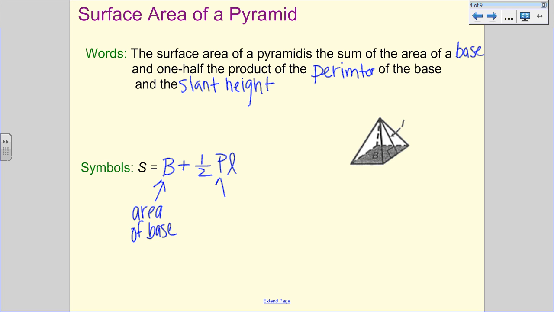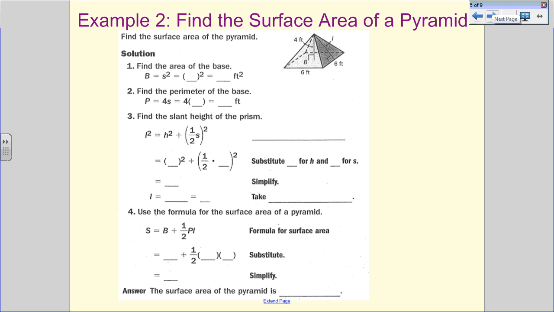So P is still standing for perimeter. So we're bringing quite a bit with us from our prism and cylinder formulas. We're just adding in the fact that we only have one base, and now we've got this slant height that we've introduced. So let's find the surface area of a pyramid.